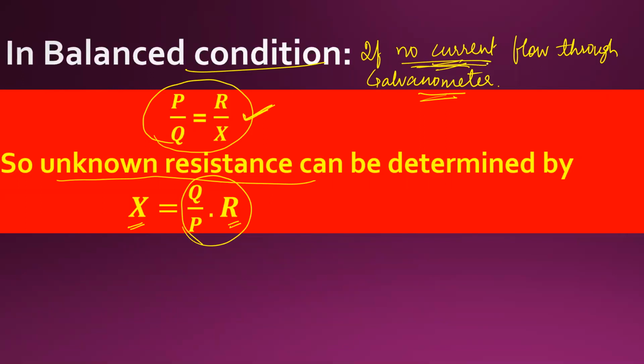If no current flows through this galvanometer, we can directly apply in any of our practical problems that P by Q will be equal to R by X. So X can be determined as Q by P dot R.